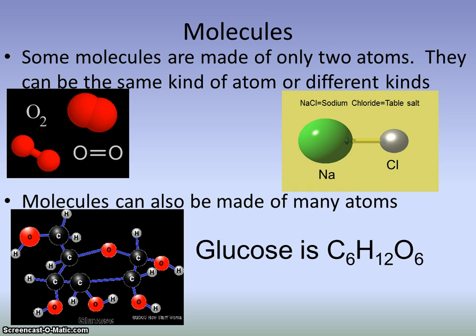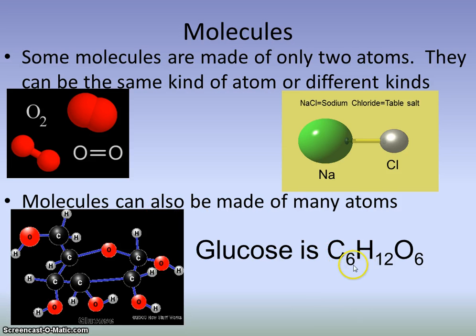Okay, molecules can also be made of many atoms. Right here, you've heard of glucose. You've absolutely heard of glucose, C6H12O6. It is part of the way plants produce their food. You've learned this in life science. Okay, this is made up obviously of many atoms. You can see all those atoms there.